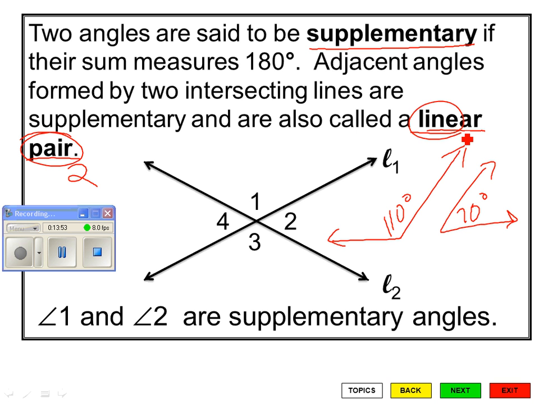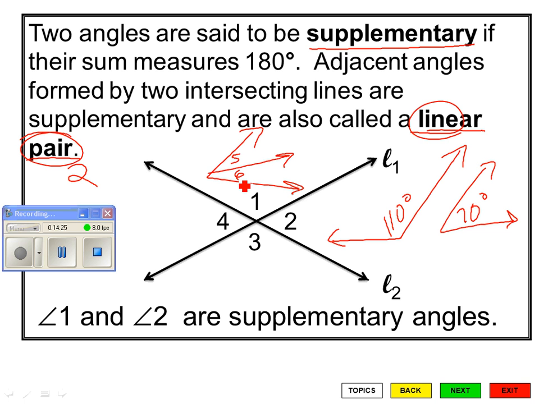No. This picture right here shows that these two could be supplementary, but they're not a linear pair and they're not adjacent to each other. Could be other angles. Angle 5 and angle 6 there are what to each other? Adjacent, but are they a linear pair? Are they supplementary? No. So you got to know which one you're dealing with and where the picture's at.